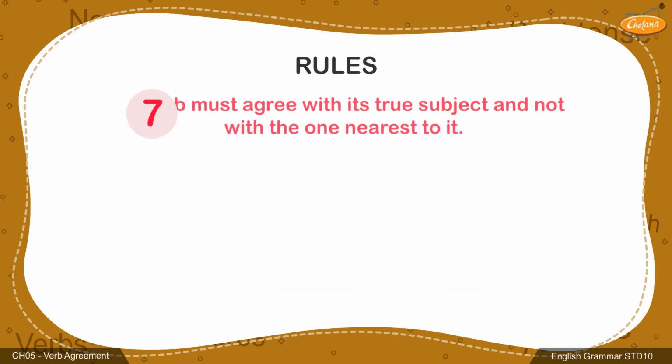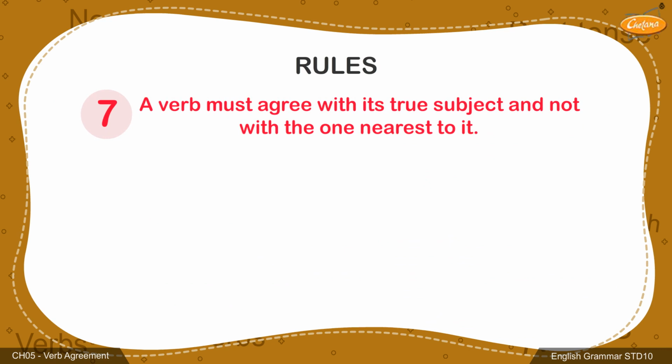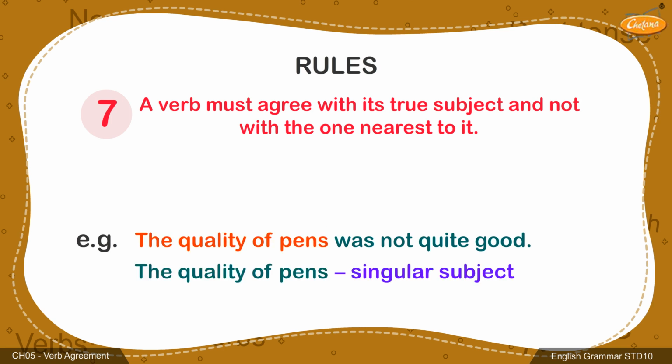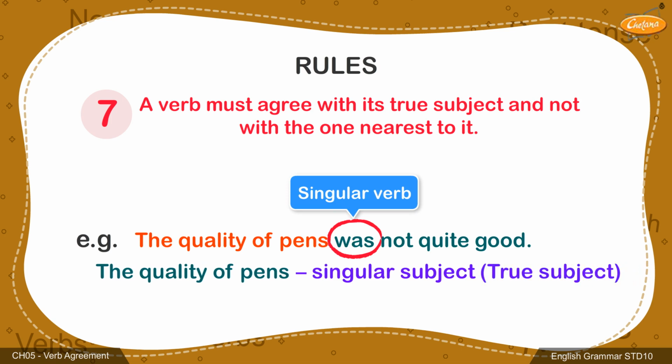Let's move on to the seventh rule. The seventh rule states that the verb must agree with its true subject and not with the one nearest to it. In this sentence, the sentence refers to one subject, that is the quality of pens. Though the subject nearest to the verb is plural, the statement takes a singular verb was in accordance with its true subject.